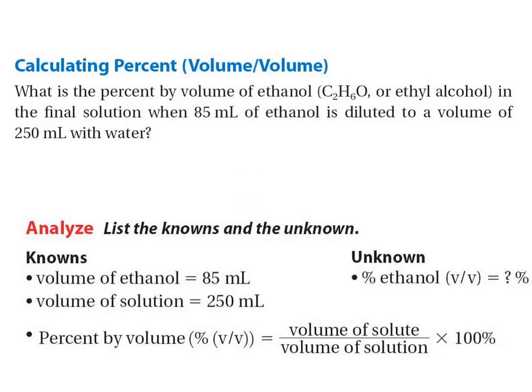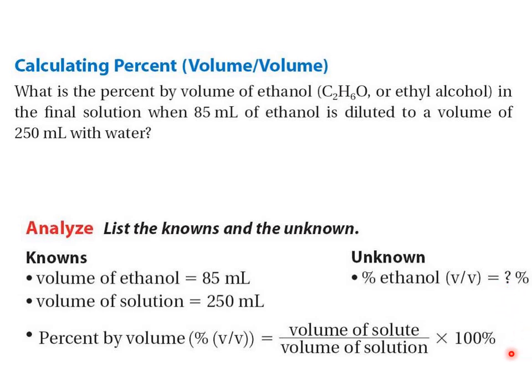So, calculating percent volume per volume. What is the percent by volume of ethanol in the final solution when 85 ml of ethanol is diluted to a volume of 250 ml with water? So again, first list the knowns and the unknowns. So from the problem, ang binigay is volume of ethanol, which is 85 ml. Then volume of solution, 250 ml. And we're looking for the percent of ethanol by volume.